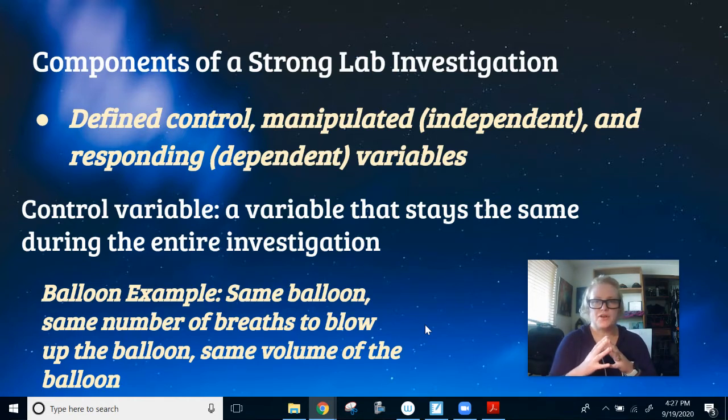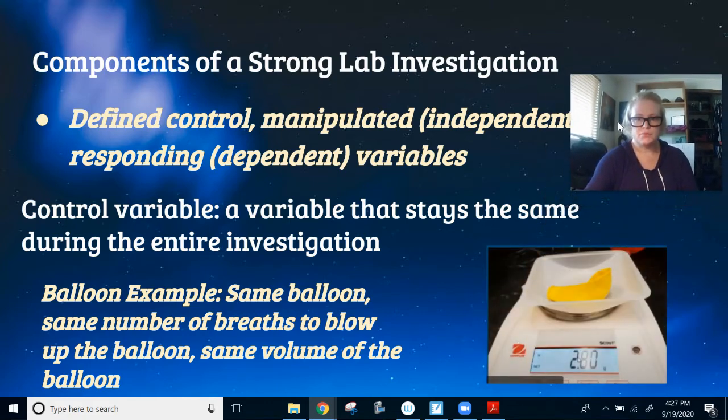If I was to write a procedure for that investigation, we could define some control variables as maybe using the same balloon, maybe using the same number of breaths to blow up the balloon, maybe filling up the balloon to the same volume every single time. There's that balloon example again that you might remember from Ms. Hall's video.